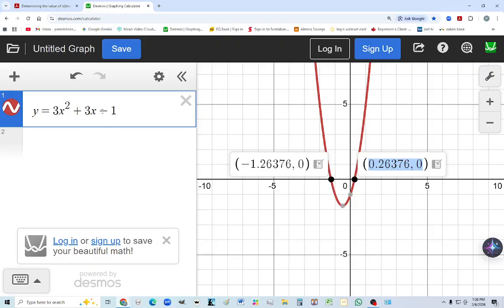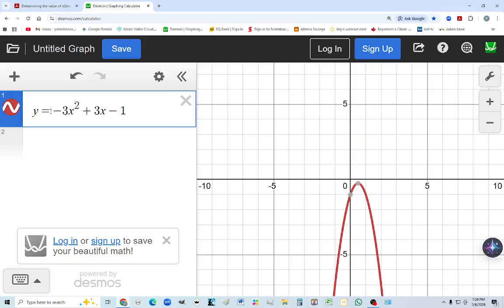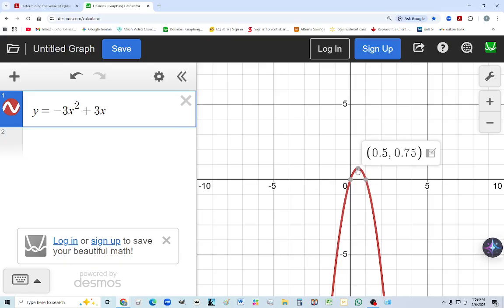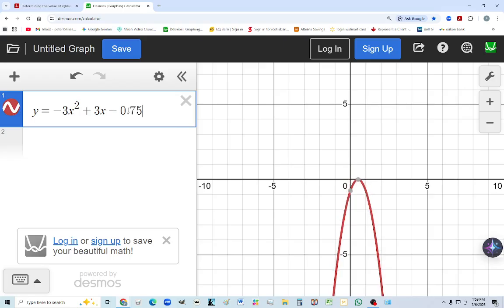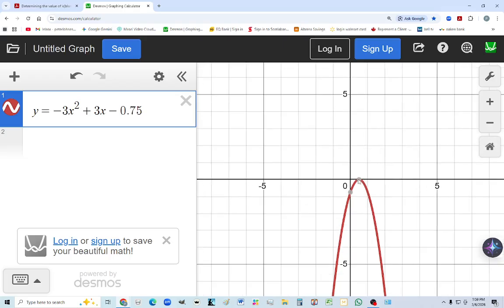I'm going to keep that formula around. This one clearly crosses the x-axis twice, but if it was facing upside down, it clearly crosses none, 0 times. And then in some situations, a quadratic will cross 1 time. And when it crosses once, its vertex is clearly on the x-axis.